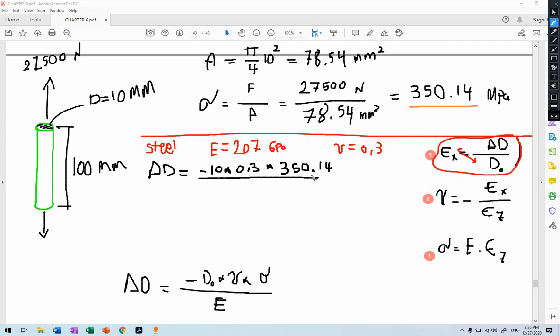350.14 megapascal. At the bottom as well, I need to have megapascal, so that delta D will come out in millimeter. So 207 times 10 to the power 3 in order to be in megapascal. The result here will be in millimeter, because megapascal cancels and Poisson's ratio is unitless. The 10 is in millimeter, so the result will be in millimeter. Now let's see how much the result comes out to be.